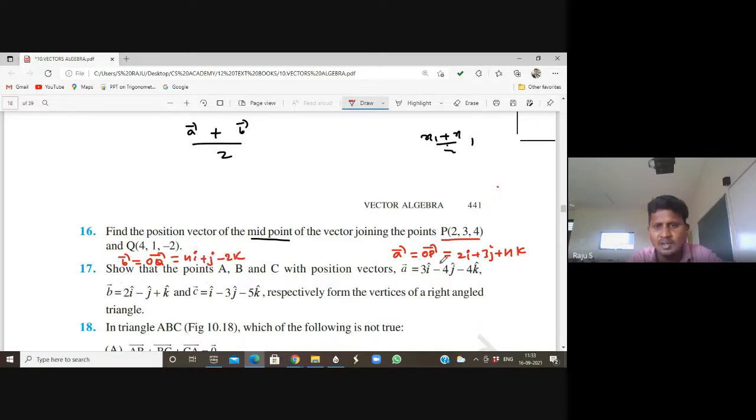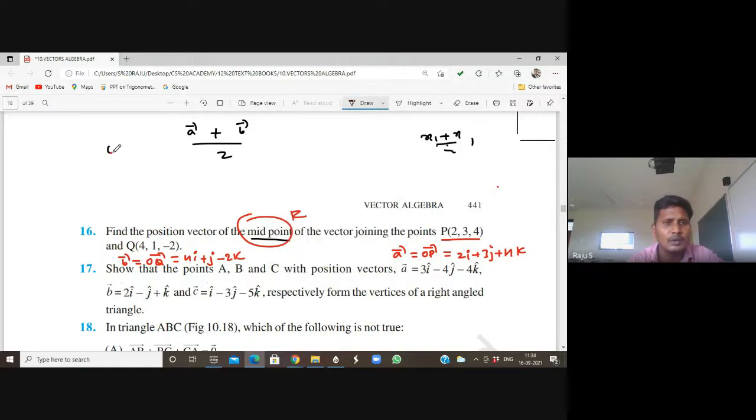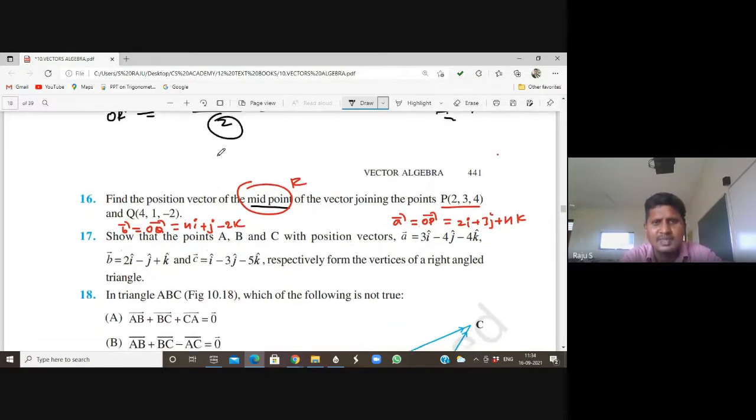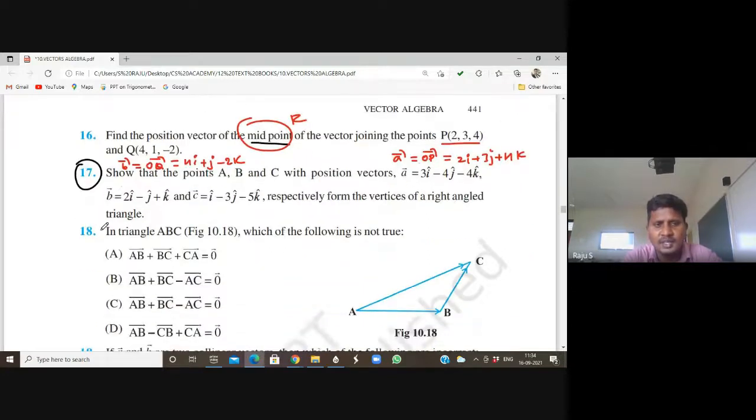Here we know the A vector and B vector. Then the midpoint I am taking as R, so the OR vector is equal to (A vector plus B vector) by 2. That's all. Here A vector is 2i plus 3j plus 4k and B vector is 4i plus j minus 2k. We know A vector and B vector, so we add them and divide by 2. That's it. You'll get the midpoint. Midpoint means the sum of the vectors by 2. That's it.